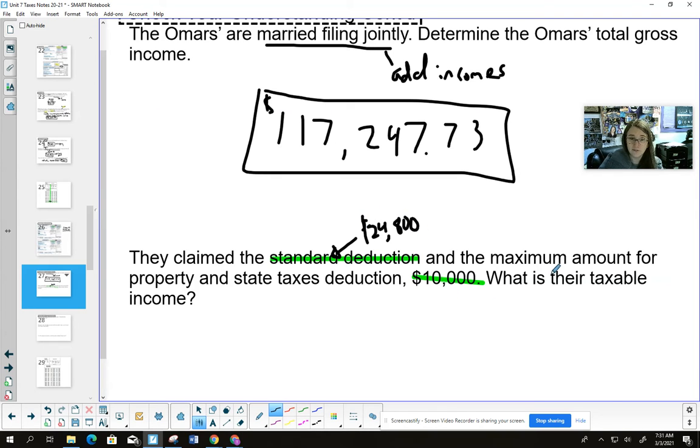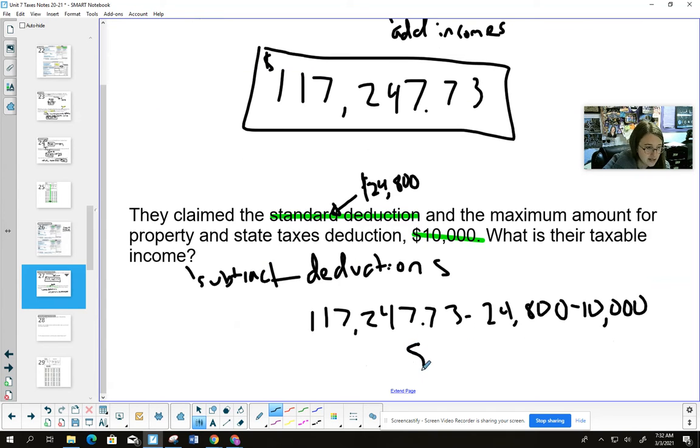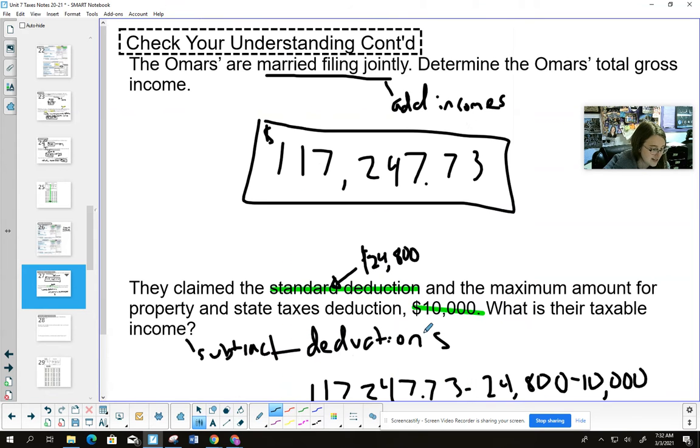Go ahead and find their taxable income. Again, taxable income, you need to subtract from the total income deductions. Deductions decrease your taxable income. Again, this is the government saying, you know what, we're just going to pretend you didn't make this much money. We're going to pretend you didn't make 24,800, and we're going to pretend you didn't make 10,000. Because you spent them on important things, and so we're not going to tax that money. We're just going to pretend you didn't even make it. Okay, so we get 82.